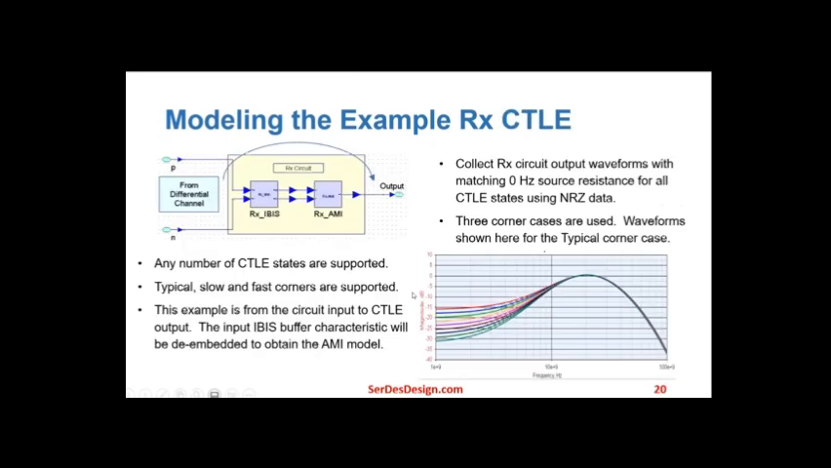Modeling the example Rx CTLE. Any number of CTLE states are supported. In this example, it's based on defining the CTLE with 32 states, each defined with time domain step response waveforms. Typical, slow, and fast corner cases are supported. Each corner has its specific IBIS S4P file, and the IBIS buffer characteristic will be de-embedded to obtain the AMI model.